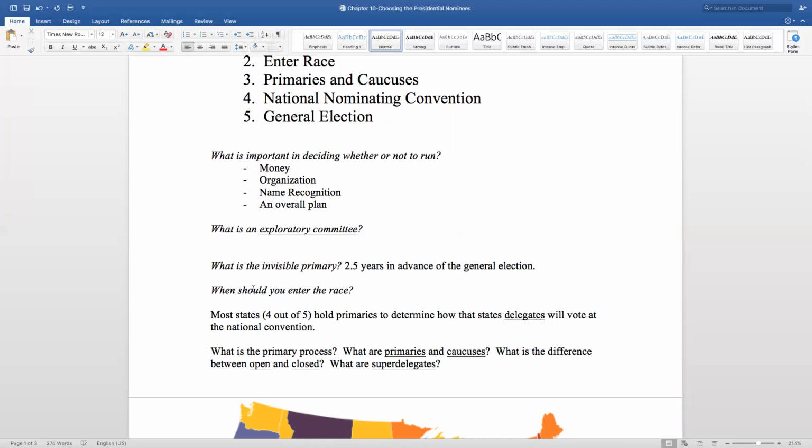You should enter the race pretty early. If the invisible primary is 2.5 years in advance of the general election, you've got to be gearing up at this point, or at least thinking about it, or you just don't have a chance. You can't really enter once the primary season has started, basically 9 months out from the general election. You just don't have a chance of getting the attention and the money and the organization and the themes and all that ready for the election.